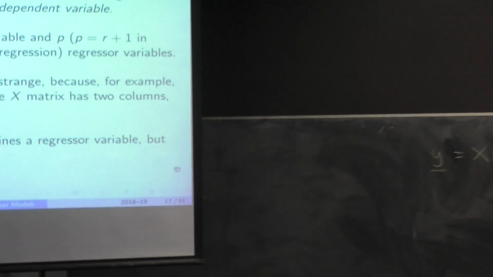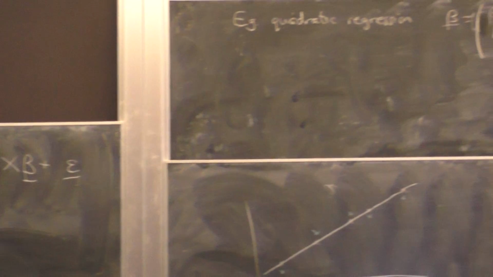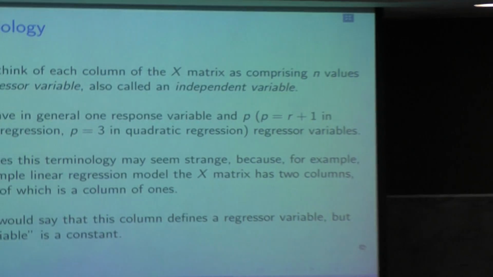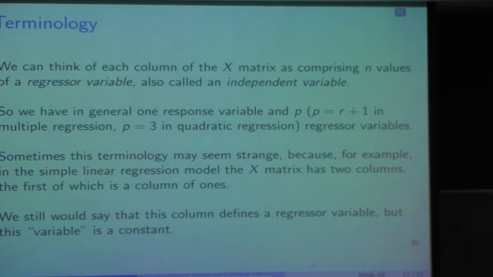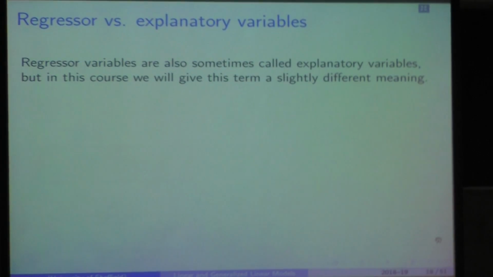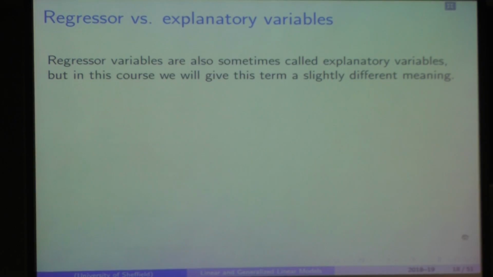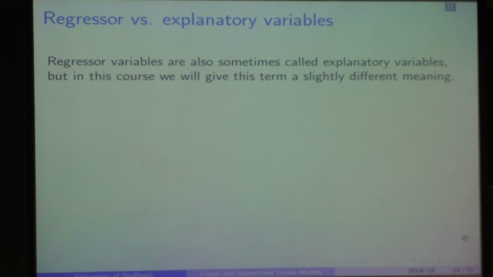You also might worry about the fact that the second and third columns look like they're not really different variables. They're certainly not independent of each other if one of them is always the square of the other one. So we're going to try to maintain a difference in terminology here. The phrase explanatory variable is going to refer to the actual original variables themselves, so x1 in that example, whereas the term regressor variables will mean all the things that we put in the matrix X.